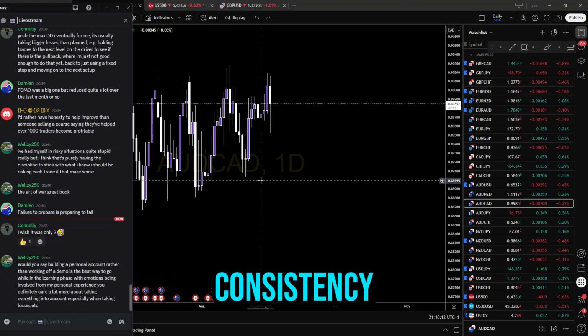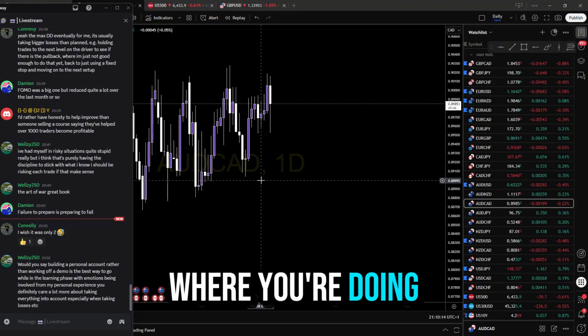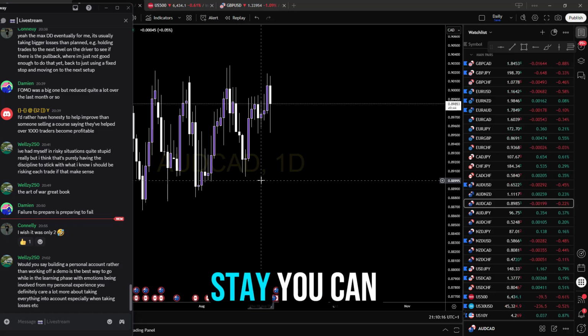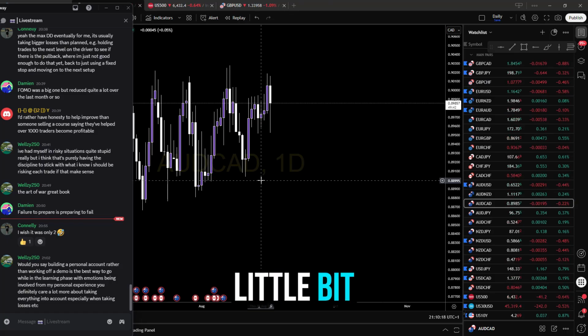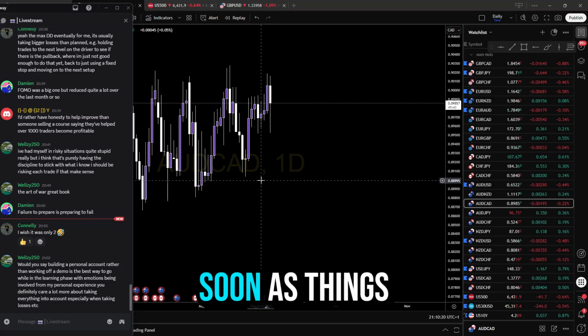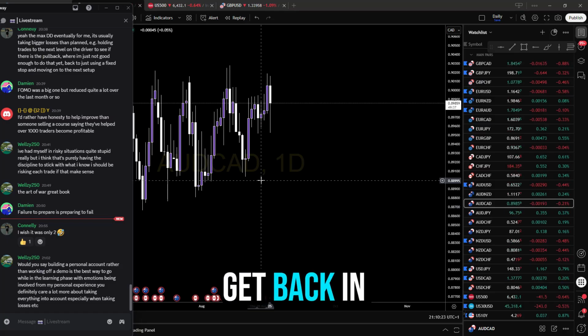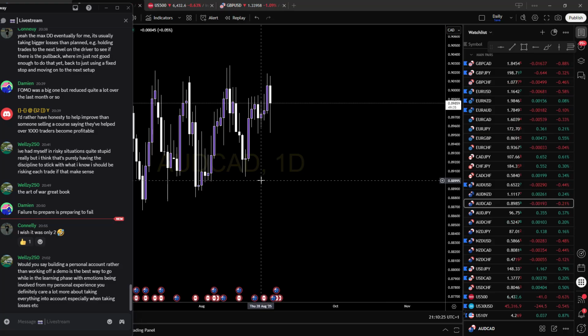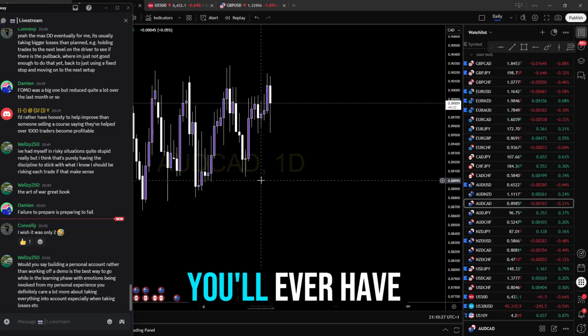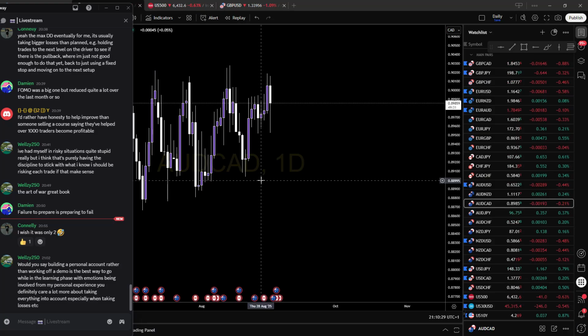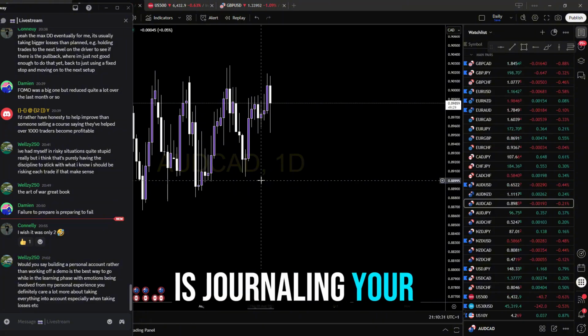And you get to a point where you're doing really well, and you can back off from the journaling a little bit. But then as soon as things start going wrong, you have to get back in the journal and discover why. It's the best tool you'll ever have when you're learning to trade, is journaling your data.